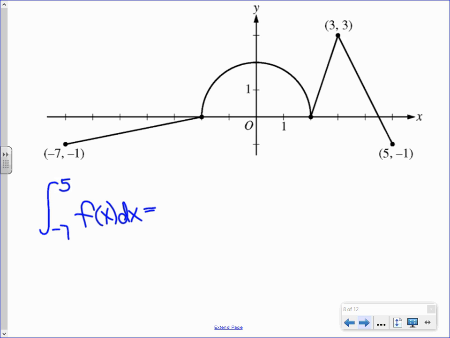Okay, so from -7 until -2, it looks like we have a triangle, right? A triangle, 1/2, the base would be 5 in length. The height would be 1, but since it's underneath the x-axis, it has to be negative area. All right, negative 1/2 times 5 times 1. Plus, the next chunk we see looks like a semicircle.